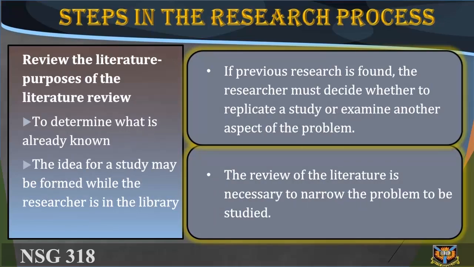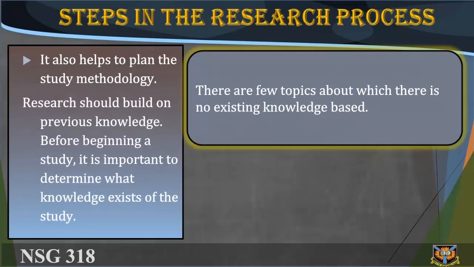Review the literature. Purposes of the literature review. To determine what is already known, the idea for a study may be formed while the researcher is in the library. If previous research is found, the researcher must decide whether to replicate the study or examine another aspect of the problem. The review of the literature is necessary to narrow the problem to be studied. It also helps to plan the study methodology.